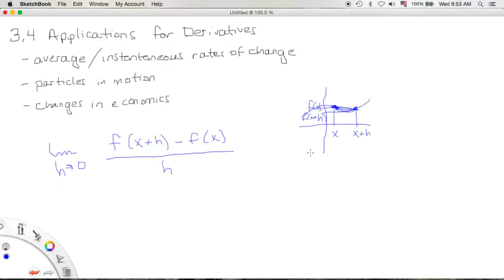So we're going to use that to find some ways to calculate rates of change for all kinds of different things, including particles in motion and how they change, and things in economics like cost and revenue and things like that. So let's start looking at some examples.